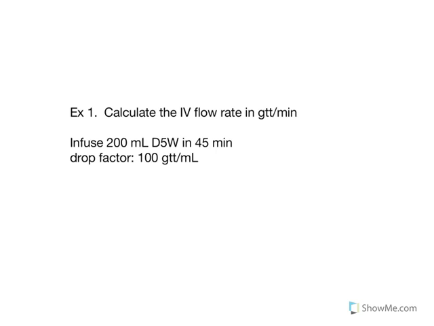Example 1. Calculate the IV flow rate in drops per minute. Drops per minute will be our standard unit of measurement for flow rate unless something else is given. Our order is to infuse 200 milliliters in 45 minutes with a drop factor of 100 drops per milliliter.